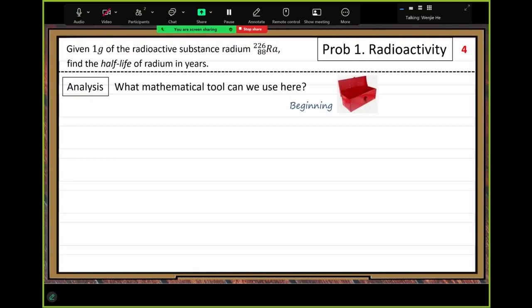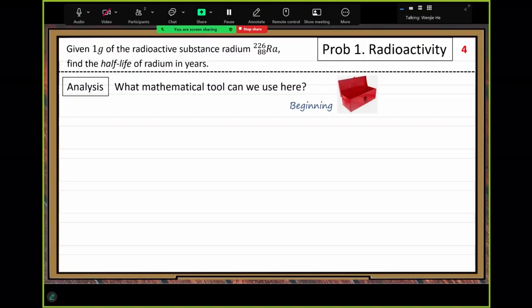All right. So beginning, let's work on the solution. At the beginning, this toolbox I use to represent our problem-solving skills. So at the beginning, at this point, it's pretty empty, right?